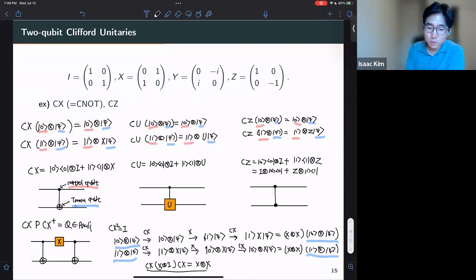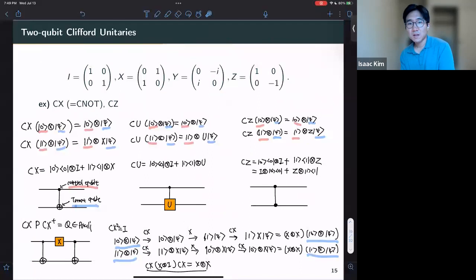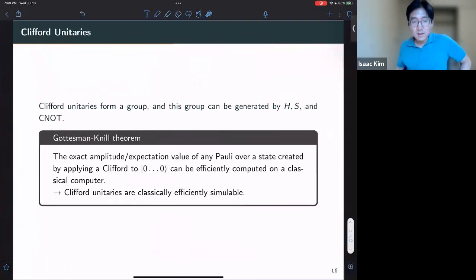The important point that I'm trying to emphasize here is that this specific set of states that defines the action of controlled X or controlled U is very useful to understand the conjugation property of these unitaries. Good. So I'm just going to tell you that all these Clifford unitaries can be generated by controlled X and the unitaries that I've shown you here. And it even forms a group. So it's very nice.